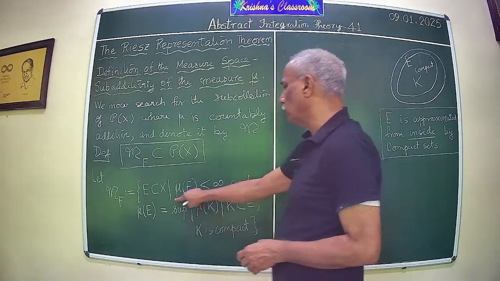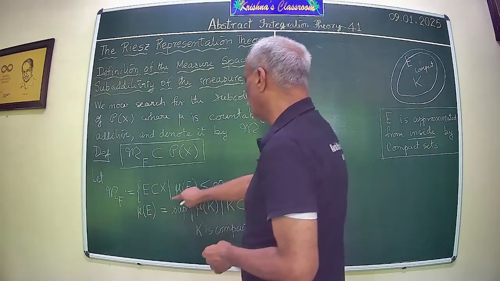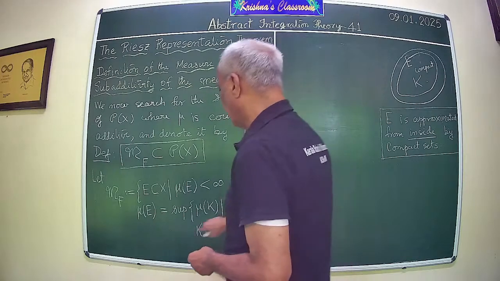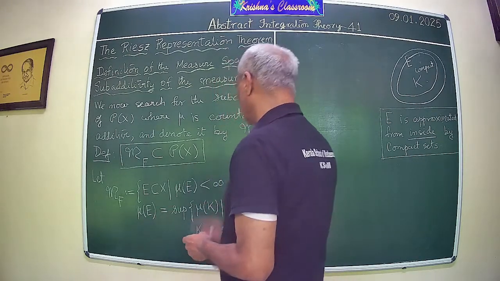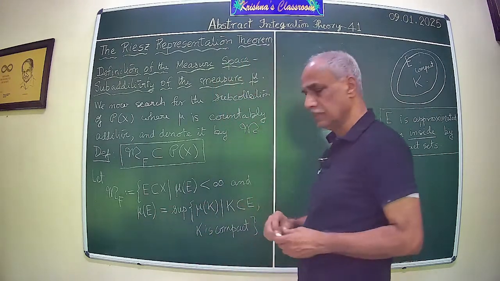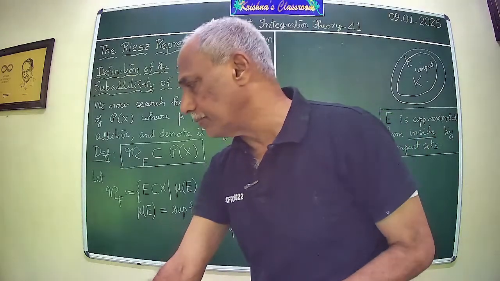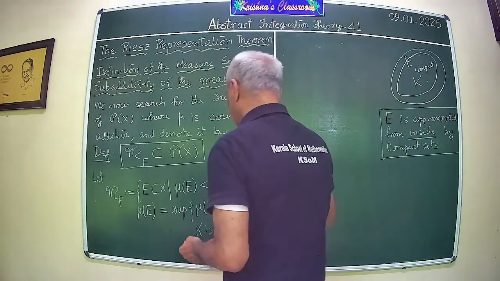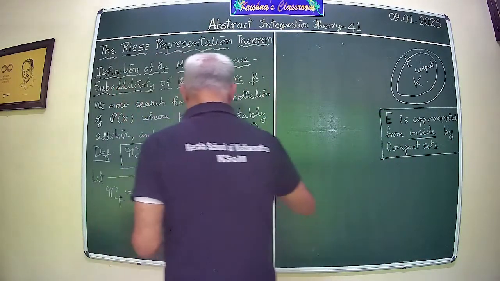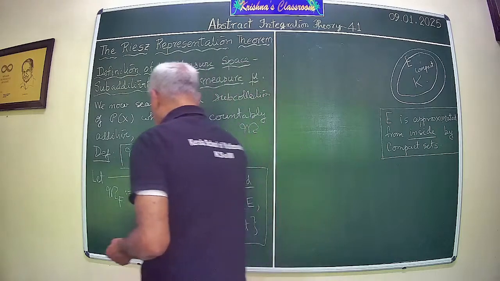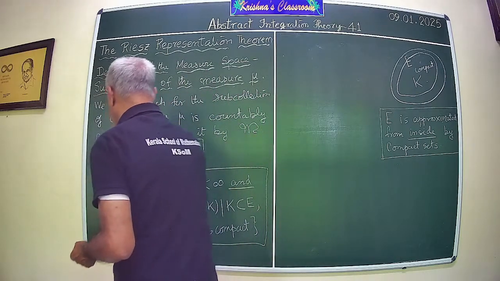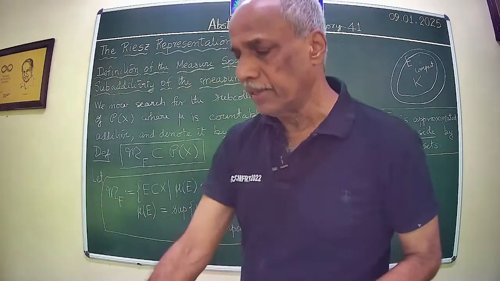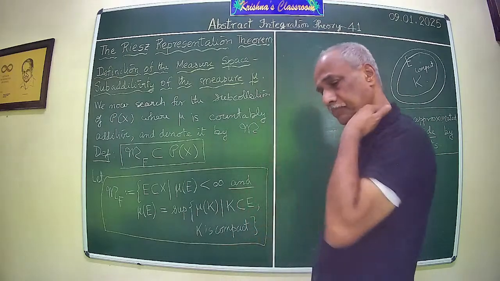In fact, there are two conditions here. First of all, mu of E is finite, and this is also true. So these two conditions are satisfied. So that defines MF. So this is an intermediate step to identify M. Okay, so we define M.